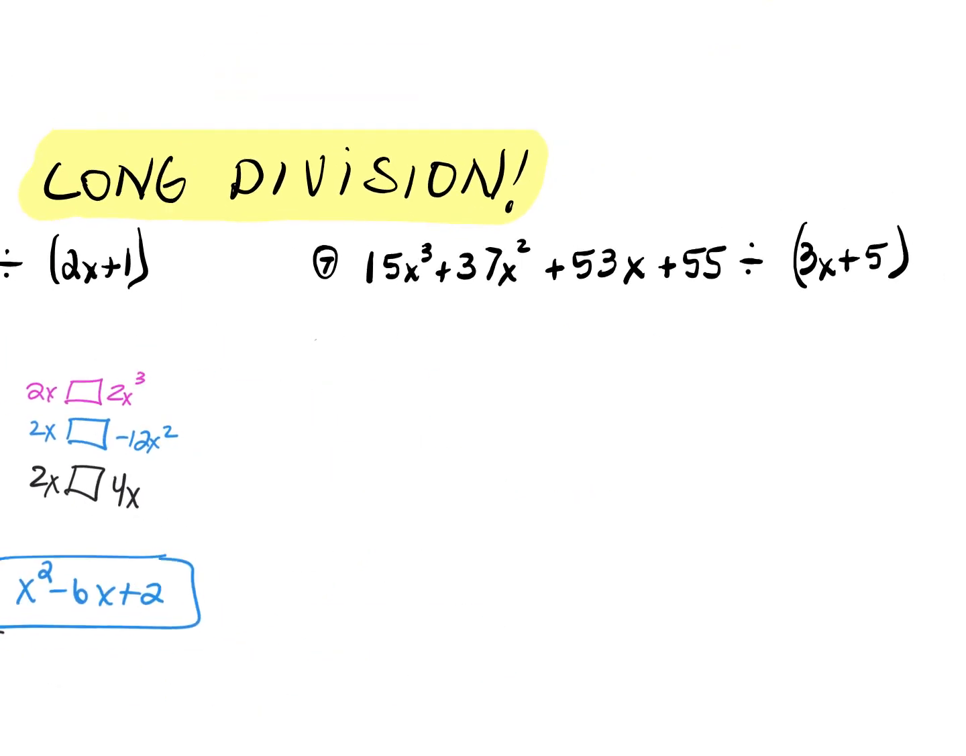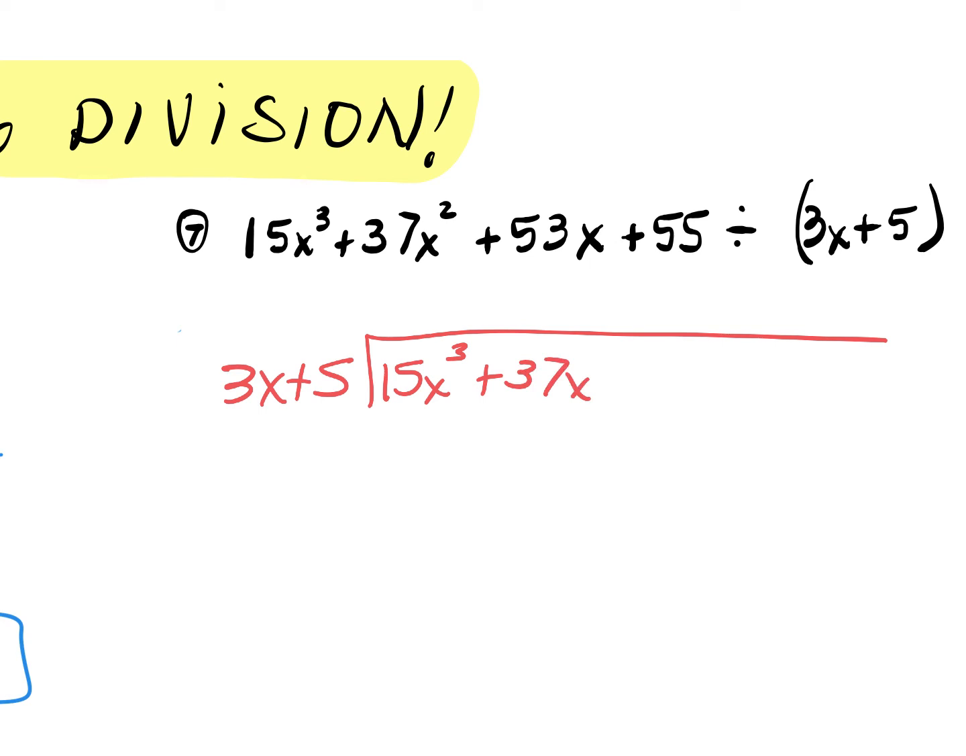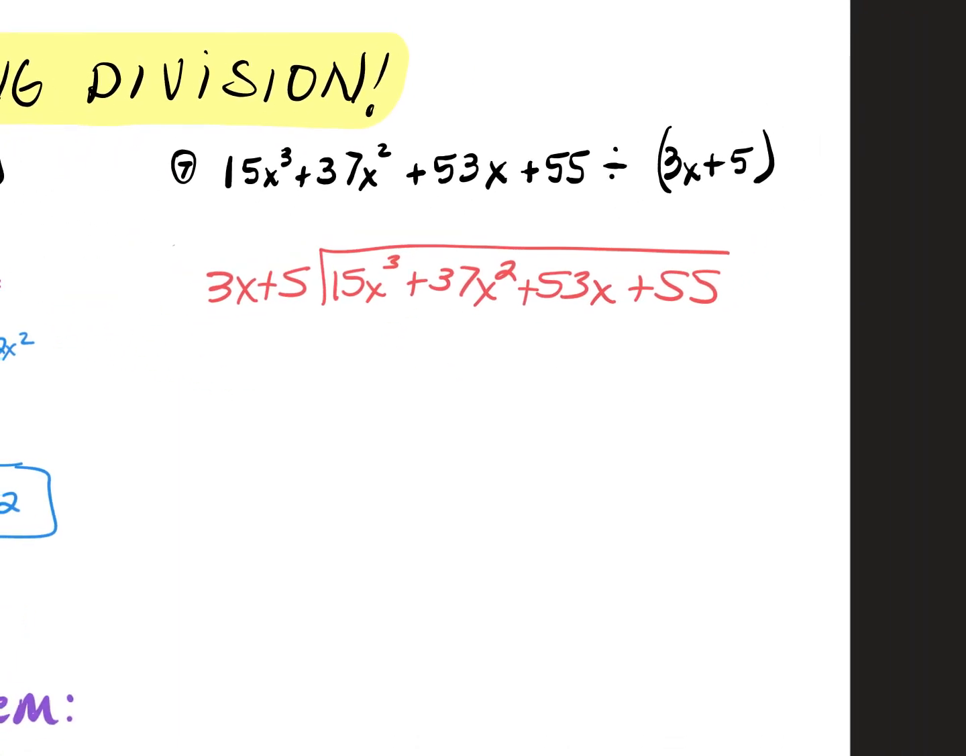All right, let's look at the next one. How do I write this out? 3x plus 5. And then on the inside, 15x cubed plus 37x squared plus 53x plus 55. Don't get freaked out by the size of the numbers. Everything's written in standard form, so we're good. We're going to say first term into first term. So 3x times what gives you 15x cubed? 5x squared. So get your subtraction ready.